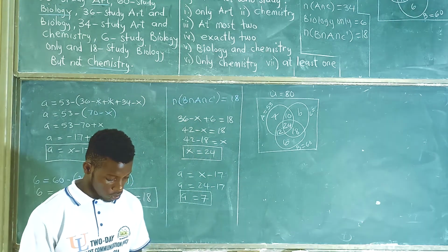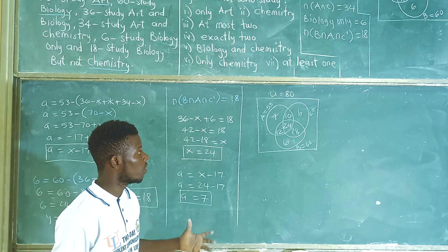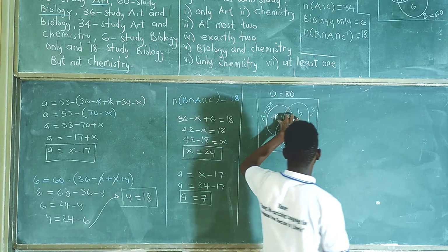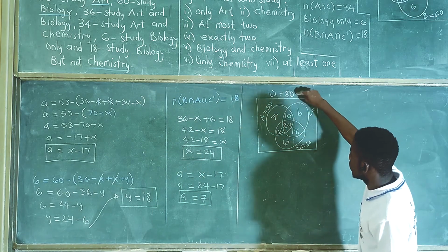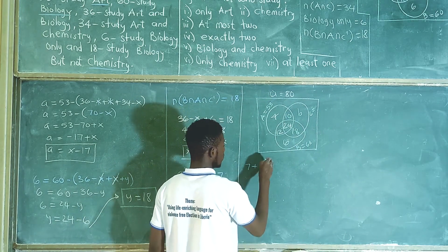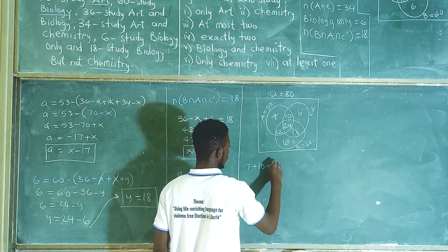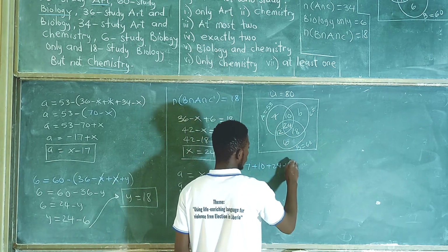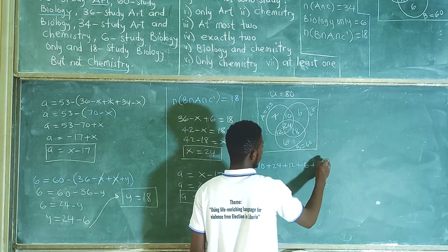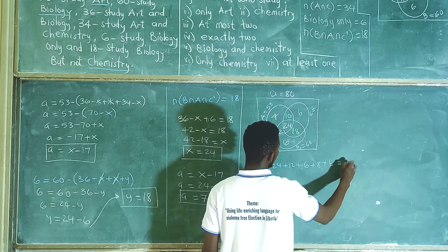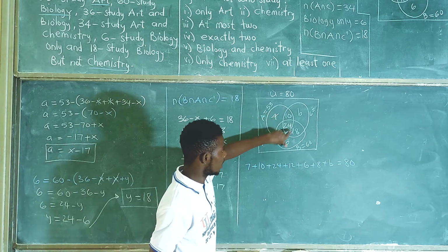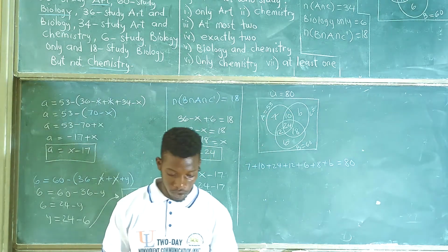So how do we find that? To find the value of the number of students who did only chemistry, all we need to do is add everything here and subtract that value from this universal set to find this. So we have 7 plus 10 plus 24 plus 12 plus 6 plus 8 plus b. Everything should be equal to 18. So you add all of the values in here along with b, it should give you 18.